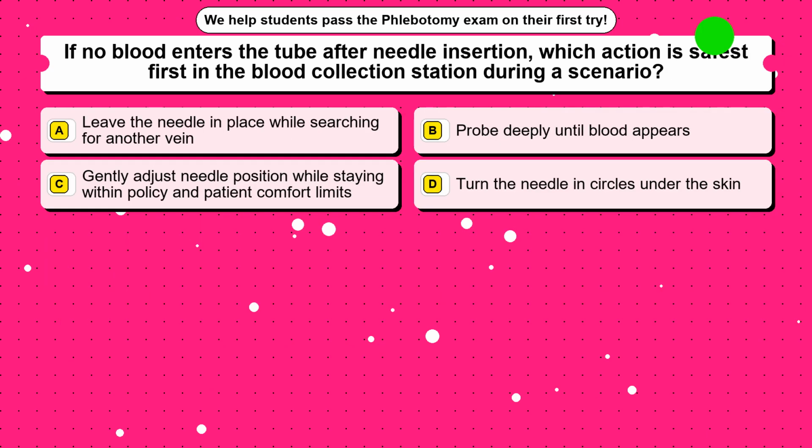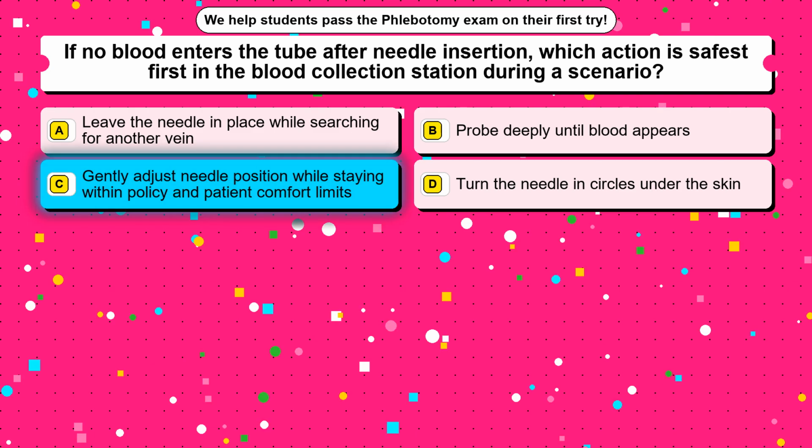Question 30. If no blood enters the tube after needle insertion, which action is safest first in the blood collection station during a scenario? Option A, leave the needle in place while searching for another vein. Option B, probe deeply until blood appears. Option C, gently adjust needle position while staying within policy and patient comfort limits. Option D, turn the needle in circles under the skin. The correct answer is option C.